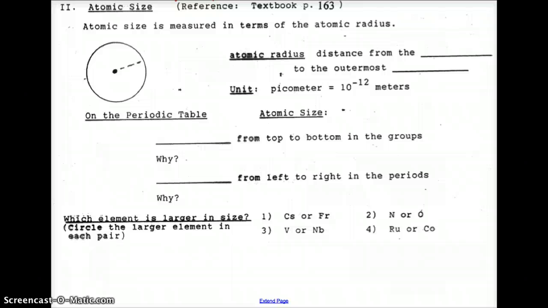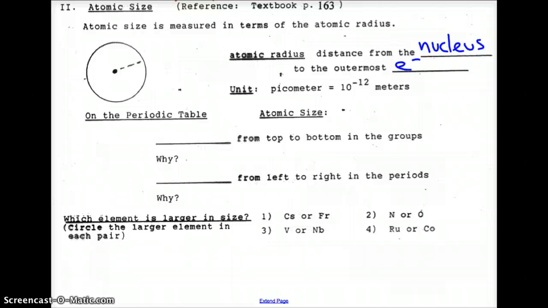The radius, remember, the radius of anything is the distance from the center to the edge. And so in this case, in the center we have the nucleus. So the atomic radius is the distance from the nucleus to the very outermost electron. The units we use for this are picometers, 10 to the negative 12 meters, and most atoms are in the neighborhood of anywhere from 40 to just a couple hundred picometers in diameter. Very, very, very small.